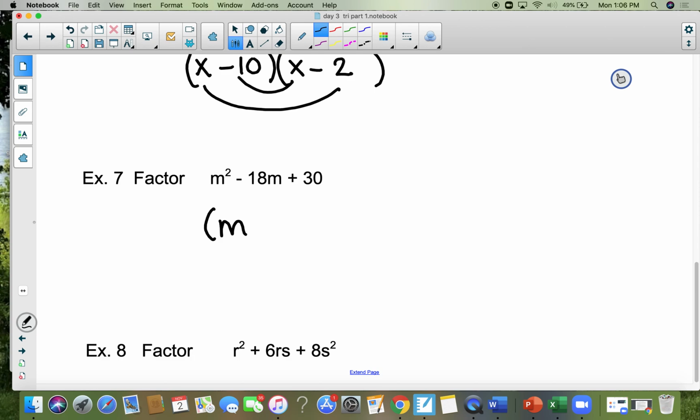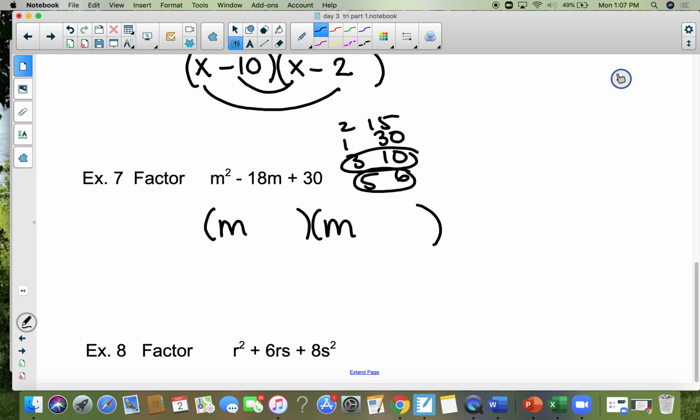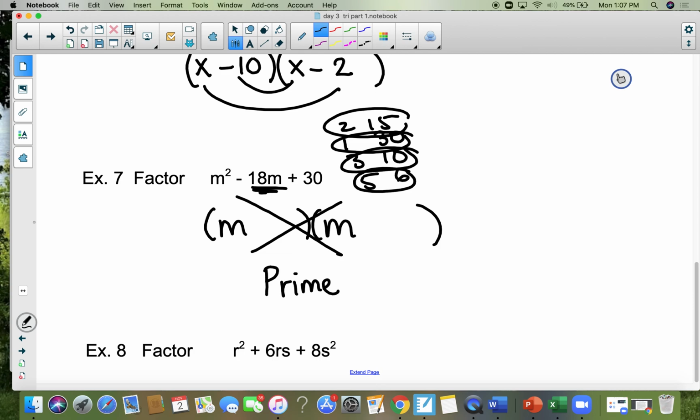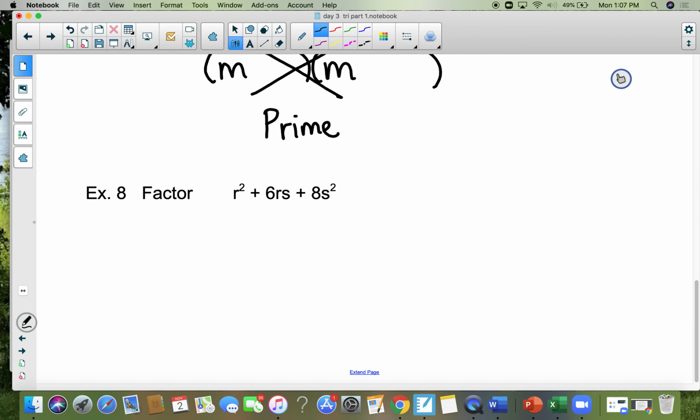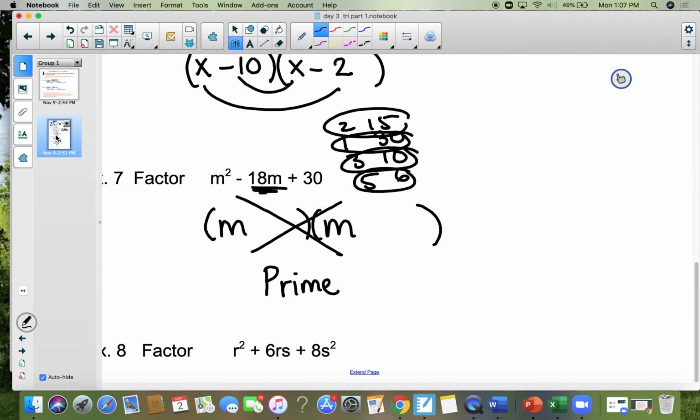An M and an M. Factors of 30 are 1 and 30, 3 and 10, 2 and 15, and 5 and 6. These add up to 31, 13, 17, and 11. There's not one of them that adds up to 18. I can't make this one work. If you can't make it work, remember, it is prime. And I think this is the last one, which it is.